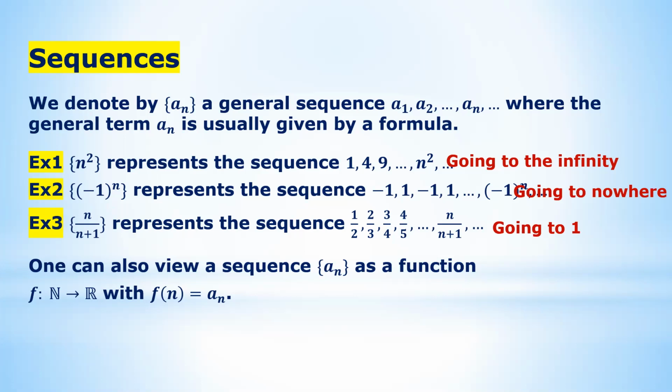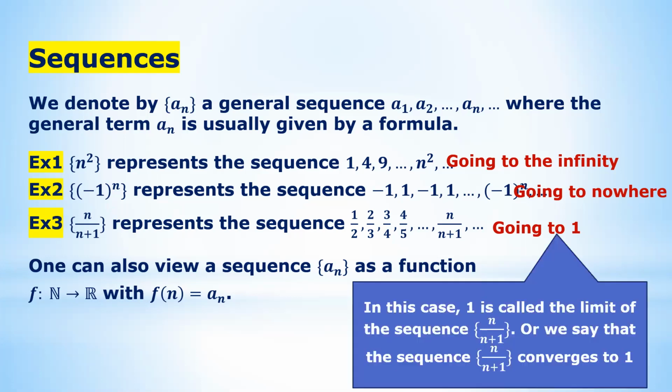Okay, anyway. Now, the third sequence is a nicely behaved sequence because it carries what we call a limit. Think about 1/2, 2/3, and so on: n over n+1 will eventually go to 1. The sequence approaches a fixed number. These are the sequences we want to look at in detail. So in this case, 1 is called the limit of the sequence, or we can say that this sequence converges to 1.